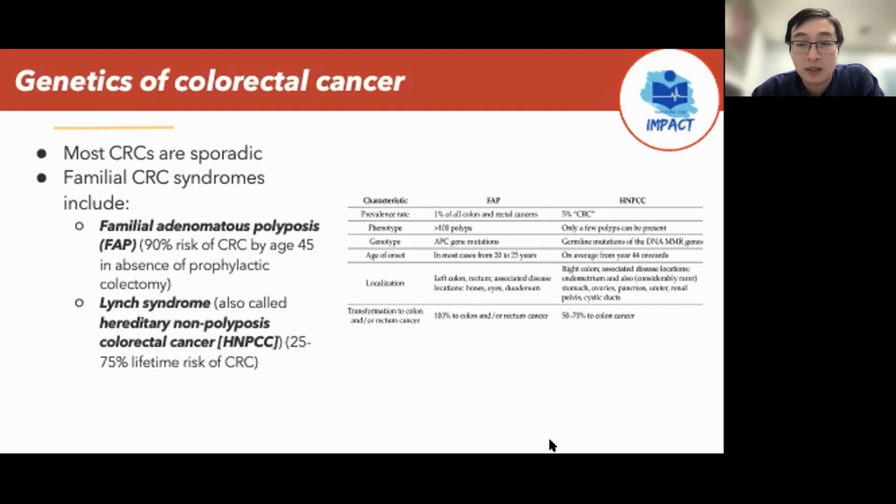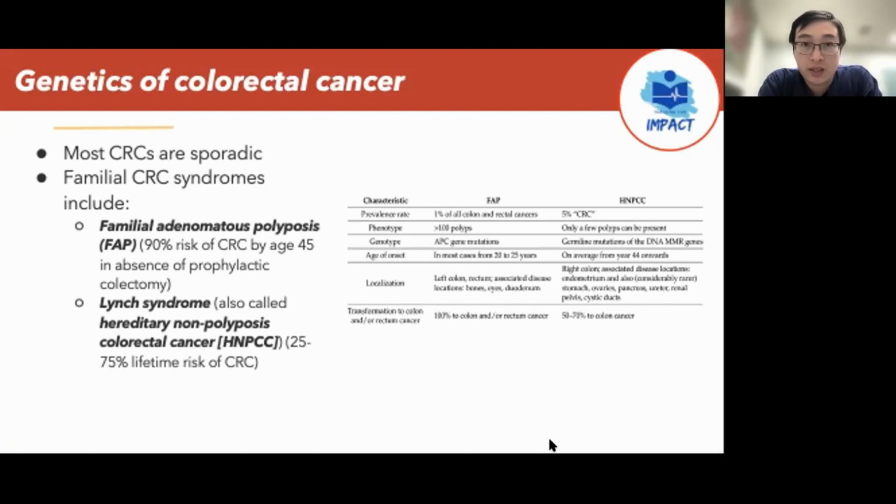What are the MMR genes? Do people remember? Yep, so mismatch repair, but there are 4 DNA mismatch repair genes. What are they? I'm probably asking you to really stretch your memory back to preclinical medicine.